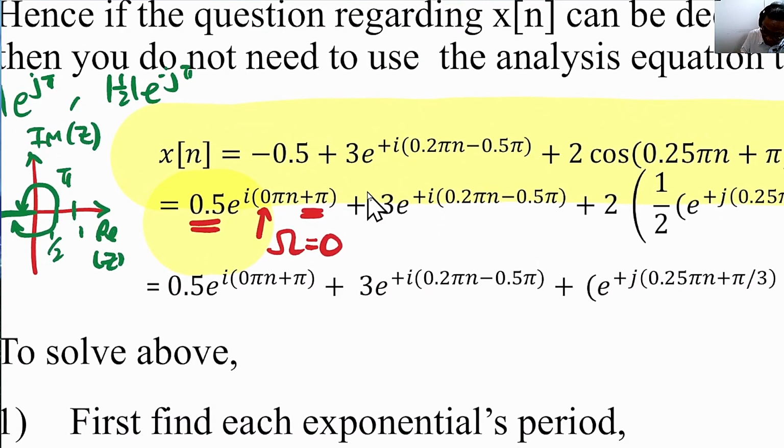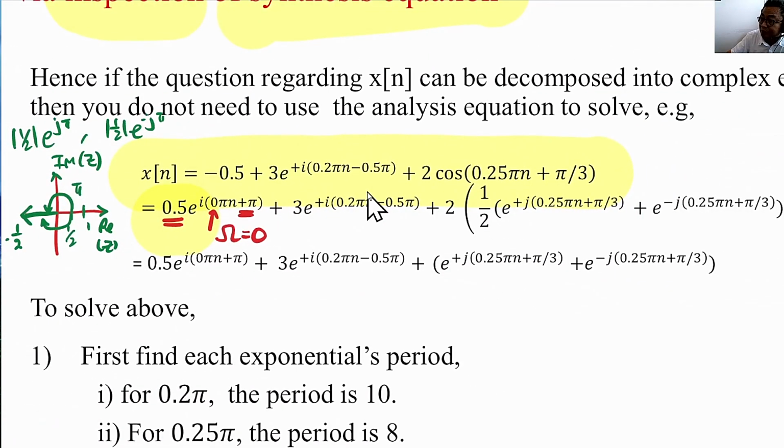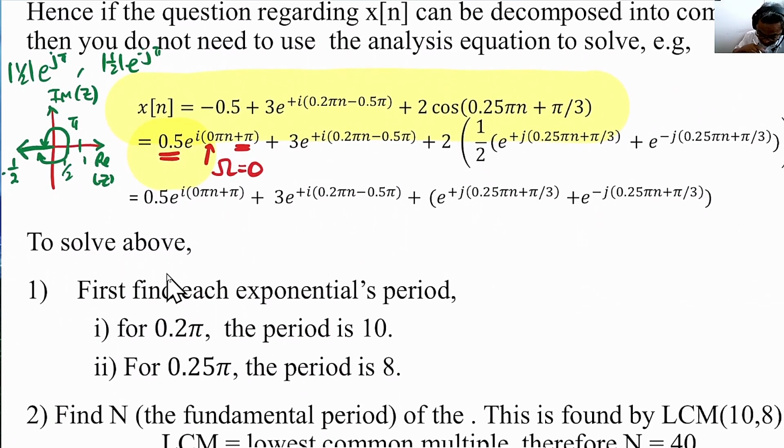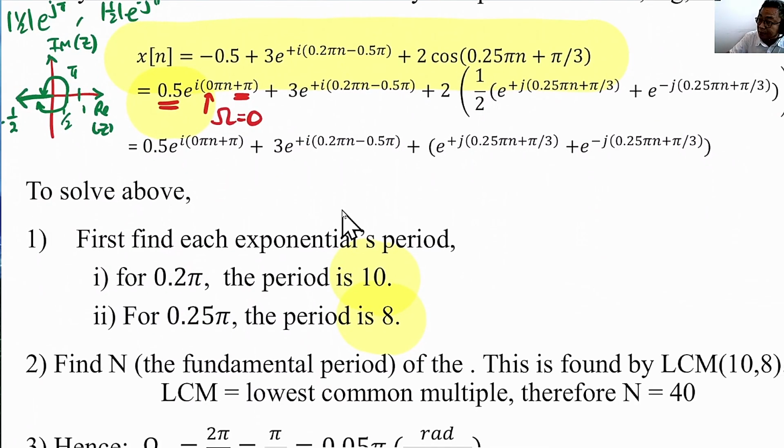Now, we have this form of x[n], and it looks like it is all complex exponentials. So the problem now is to identify which complex exponential is at which frequency, so that we can find the different c_k's. To find the fundamental period, we will first go to each of these complex exponentials and find its period. The period for 0.2 pi is N equals 10. And for 0.25 pi, the period is N equals 8.